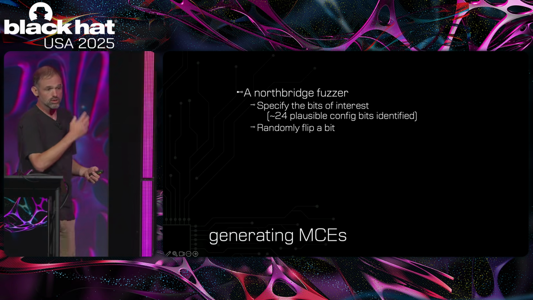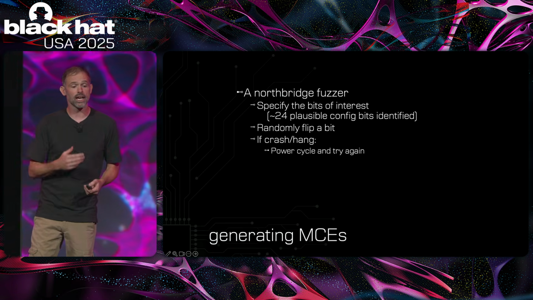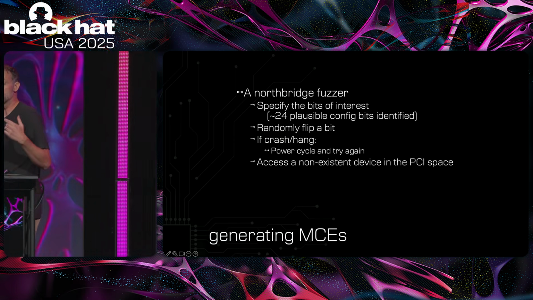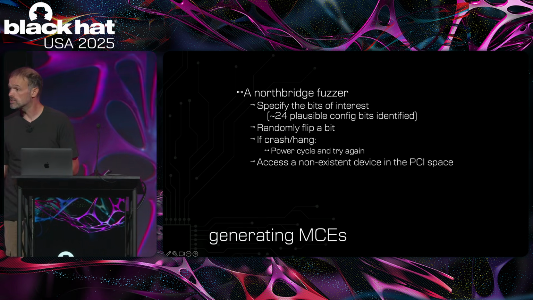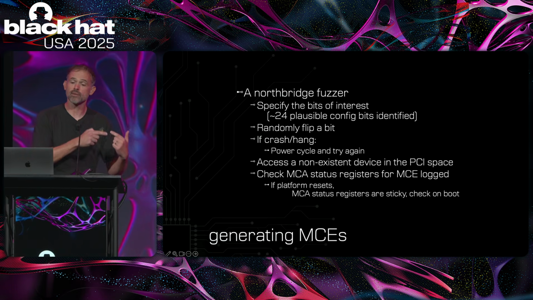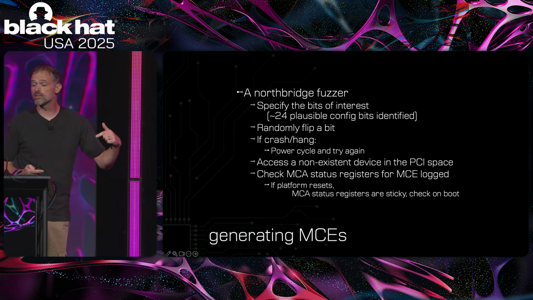It's going to start using North Bridge configuration commands to randomly flip bits in the North Bridge. And if you get a crash or hang, that's not what you want. Reset the system and try again. If you don't, then go ahead and try to access a non-existent device in the PCI space. That should get you the master abort, and you want to see, did that master abort turn into a machine check? So you can check those machine check registers to see if anything got logged.